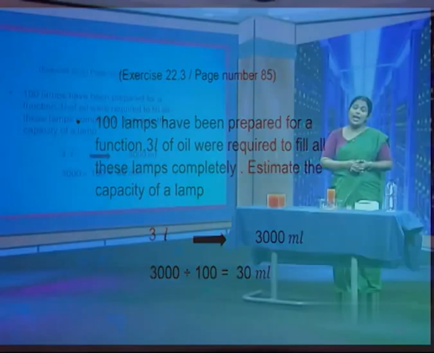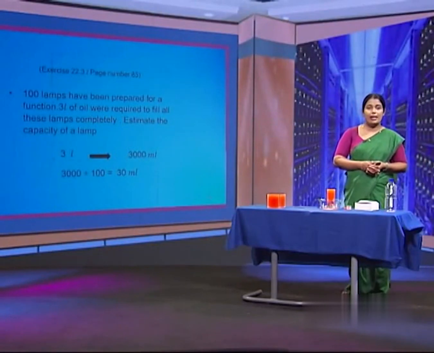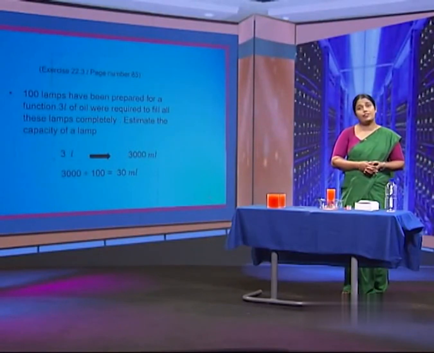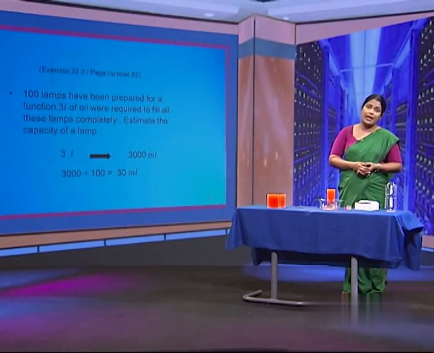Okay children, we have come to the end of the lesson. We learned a lot of things related to volume and capacity. We talked about the relationships among the measuring units of volume and capacity. What are they? Yes, 1 cubic centimeter is equal to 1 milliliter and 1 liter is equal to 1000 cubic centimeters, and also 1 cubic meter is equal to 1 million cubic centimeters. Then we estimated the capacities.